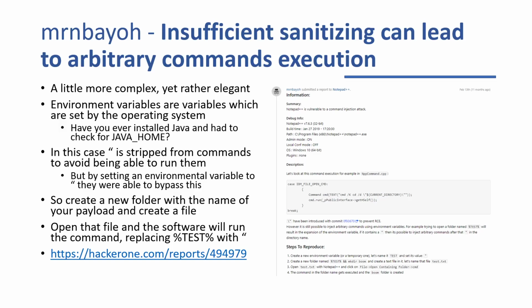So environment variables are variables which are set by the operating system. If you've ever installed Java, you might have a check for JAVA_HOME. This is a very good example. But they're basically stored on the operating system. So this person, Miriam Bayou, has realized that the string is really strict from commands to avoid being able to run them. However, if you set an environment variable like JAVA_HOME to be equal to that character, what you're able to do is inject that character into other payloads.